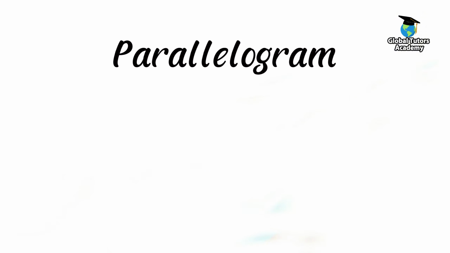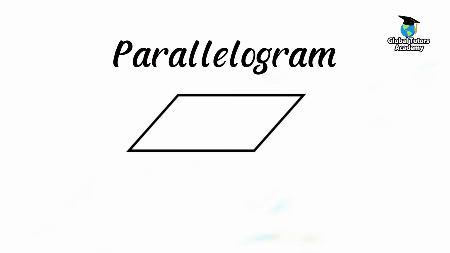Let's go. A parallelogram is like a tilted rectangle having two pairs of parallel sides. The area is simply b times h, where b is the base, and h is the height. Just multiply the base by the height, and that's your area.